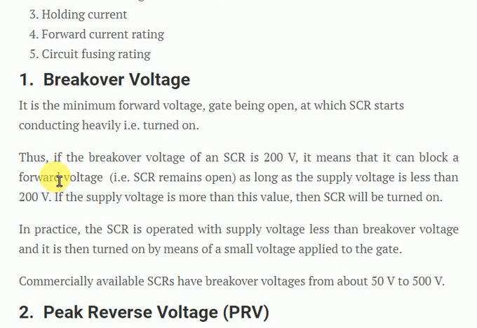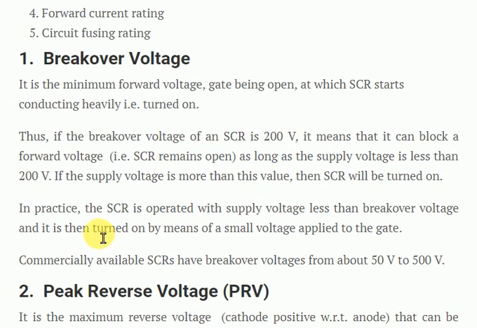And more about the breakover voltage. If the breakover voltage of an SCR is 200 volt, it means that it can block a forward voltage. That is, the SCR remains open as long as the voltage is less than 200 volt. If the supply is more than this value, the SCR will turn on. Okay, you can understand it.